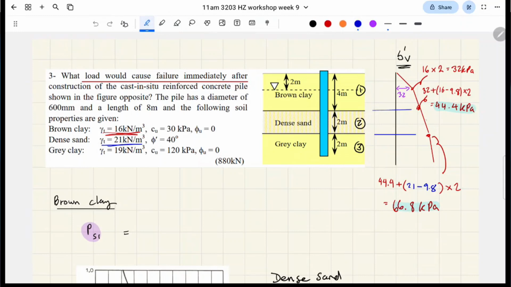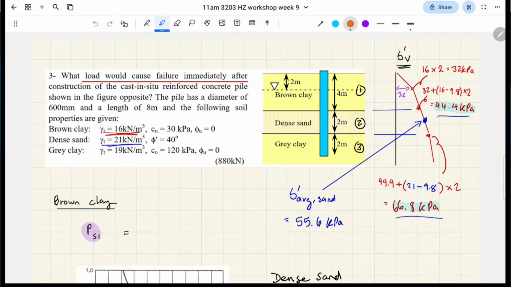But essentially, the point we actually care about is the middle of this sand layer, because we care about what the average effective vertical stress is acting on our dense sand, right? So the way we get this is averaging these two numbers. On your calculator, you can go 44.4 plus 66.8, the whole thing divided by 2. That gives us 55.6 kPa. So that's the number we're going to be using in the following calculations, okay?